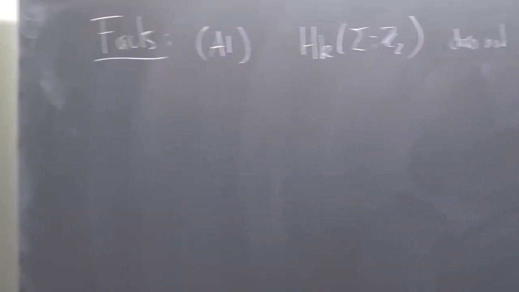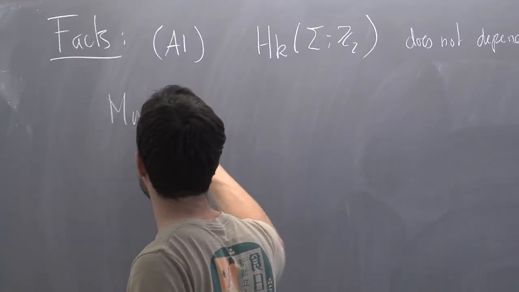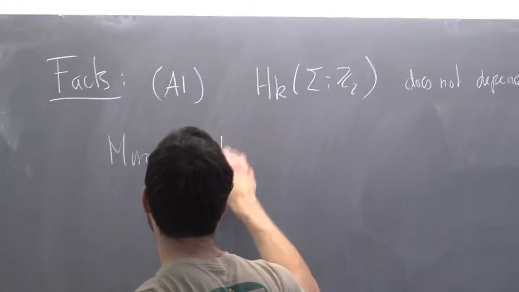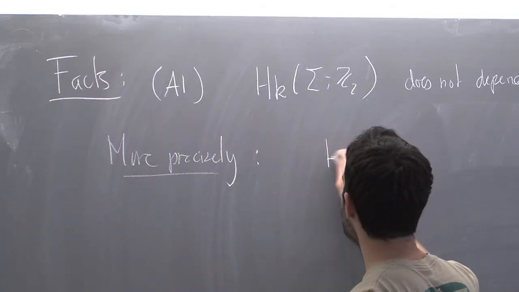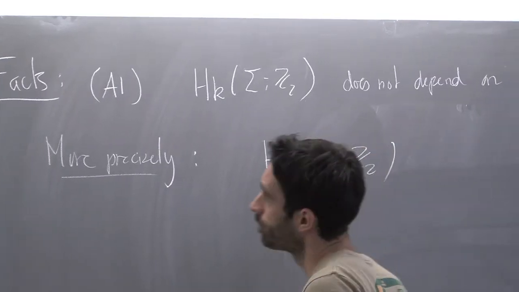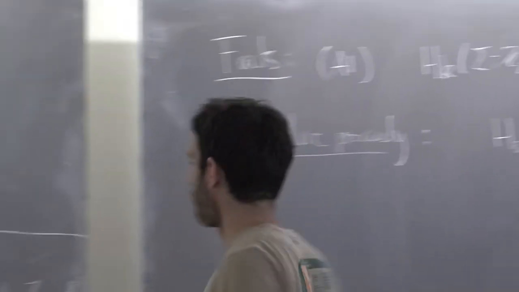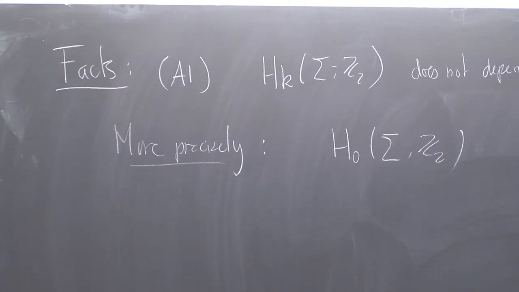Okay? Otherwise, you have zeros everywhere. So let's be a little bit more precise. So more precisely, what is H0 of sigma with Z2 coefficients? I should have said from the beginning that I assume my surface to be connected. I guess it was included in the fact it's of genus G.